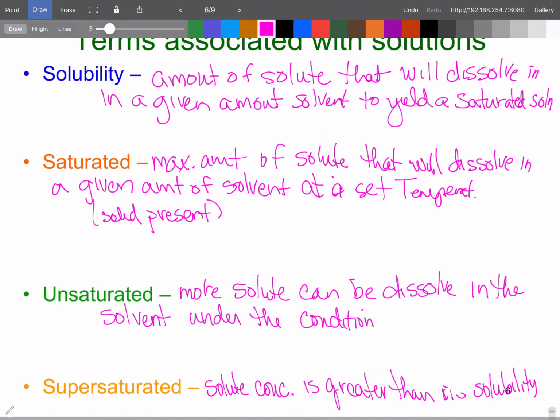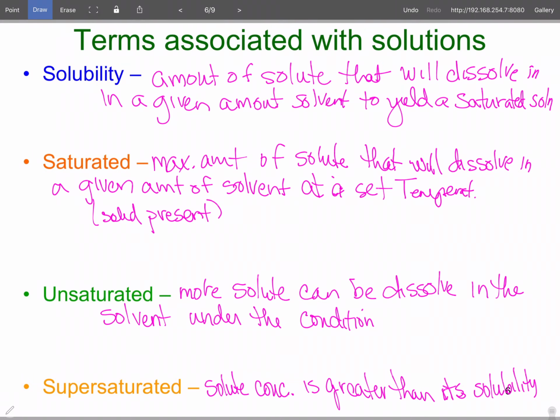Okay, so what we have here is solubility is the amount of solute that will dissolve in a given amount of solvent to yield a saturated solution. A saturated solution is one in which you can't get any more solute dissolved. You actually have a little solid present, or solute present, that's not dissolved. Unsaturated means you can add more. Supersaturated means it's greater than its solubility.